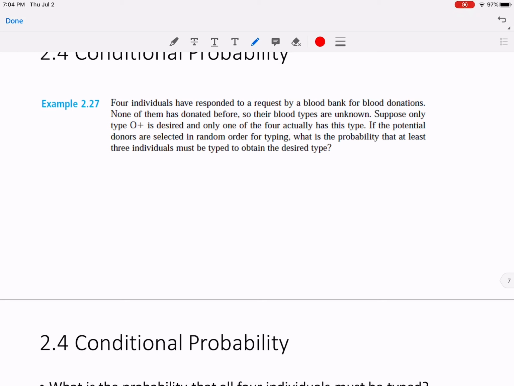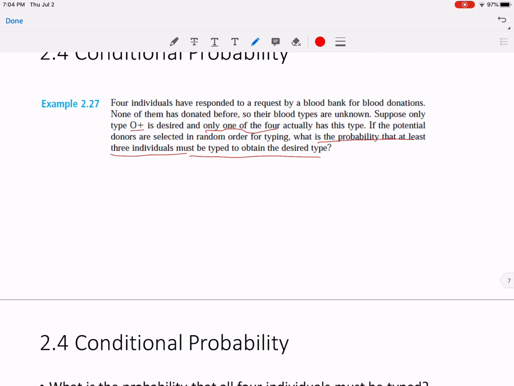Okay, once it's clear, let's take a look at this example, 2.27. All right. The problem says we got 4 individuals who have responded to a request by a blood bank for blood donations. None of them has donated before, so their blood types are unknown. Suppose only type O positive is desired, and only one of the 4 actually has this type. If the potential donors are selected in random order for typing, what is the probability that at least 3 individuals must be typed to obtain the desired type?